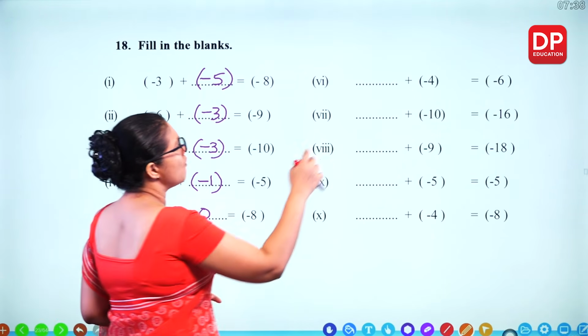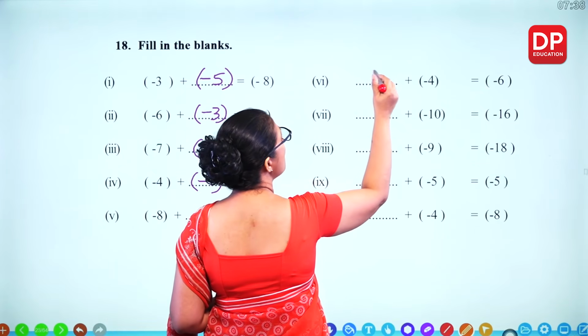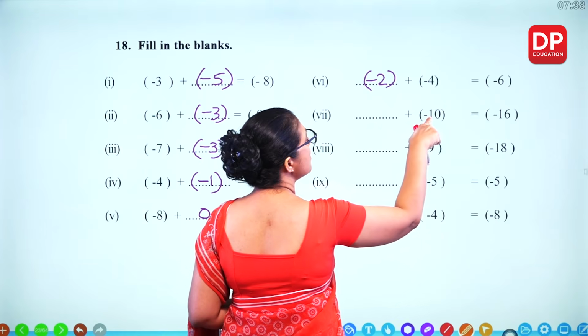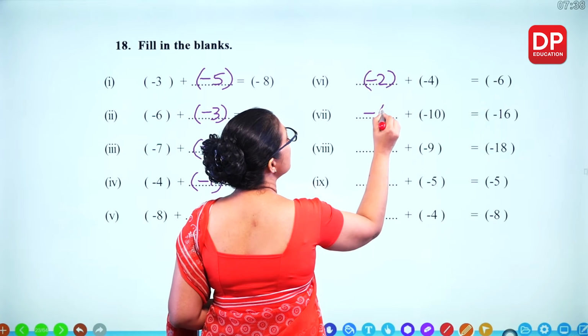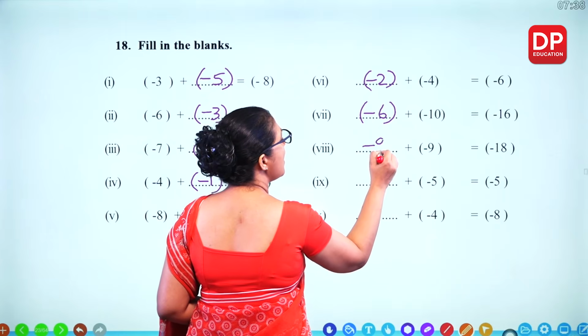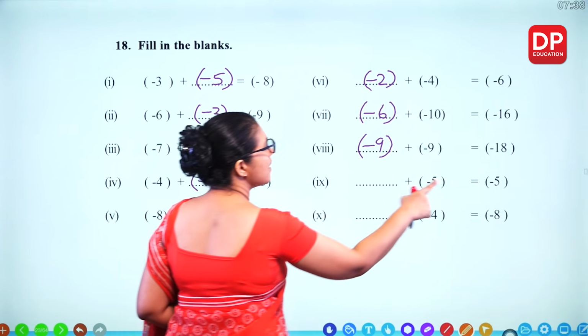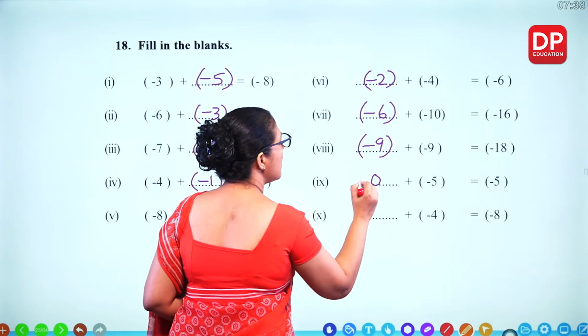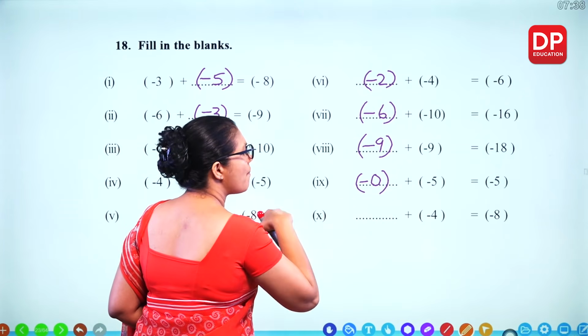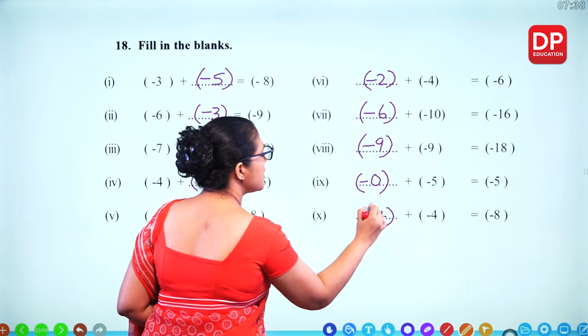This one. How do you get minus 6 from minus 4? Adding minus 2. Minus 16 from minus 10, you have to add minus 6. Minus 18 from minus 9, add minus 9. Minus 5 is already there, add 0. How do you get minus 8 from minus 4? Add minus 4.